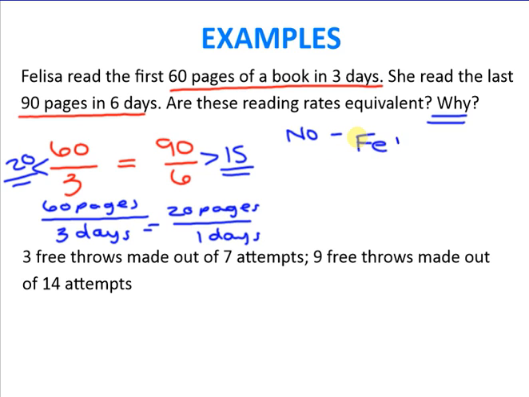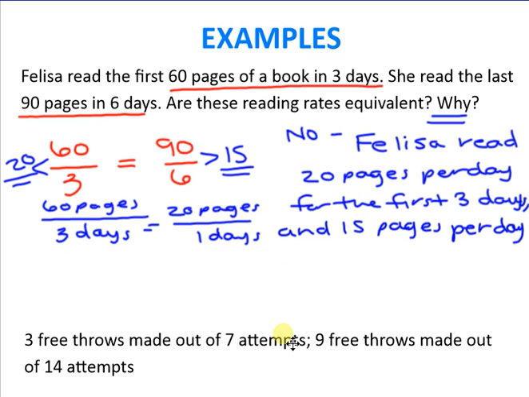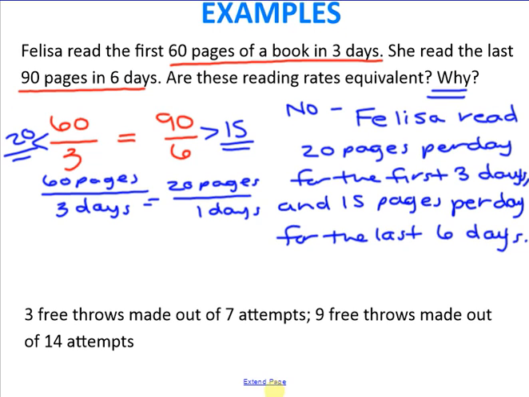what's her name? So Felisa read 20 pages per day for the first 3 days, and 15 pages, let me move this down, for the last 6 days. Okay? And that's how you start to defend your answer.